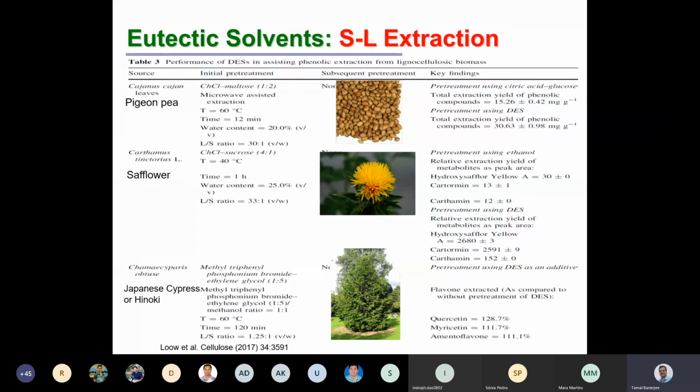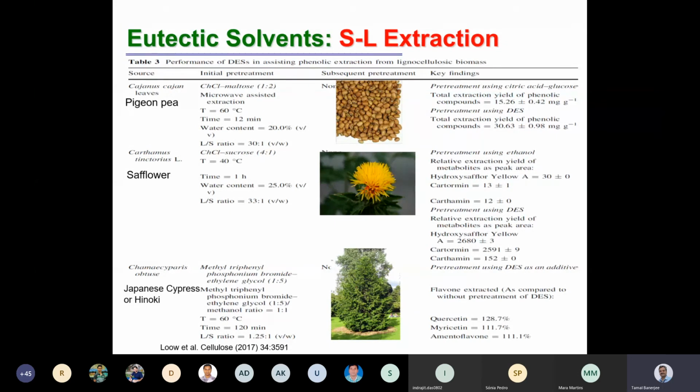Here are some examples of using eutectic solvents in the extraction of phenolic compounds. Here we have three raw materials: pigeon pea, safflower, and Japanese cypress. And then you can see these parameters: the temperature, time, water content, the ratio, volume to weight, but sometimes weight, between liquid and solid.